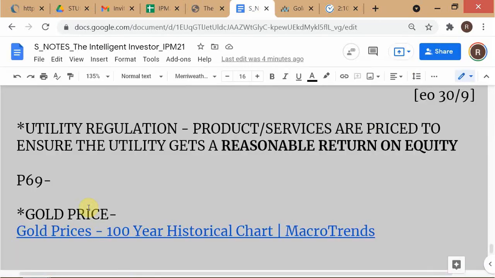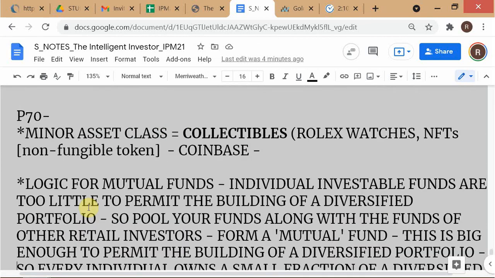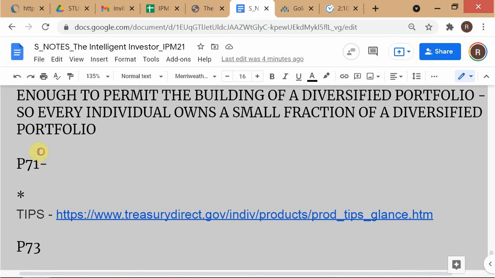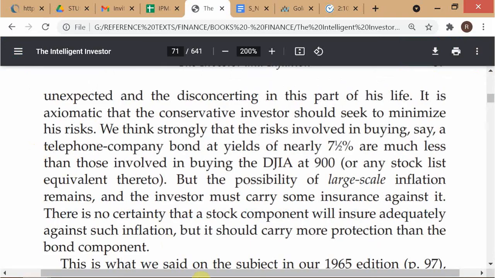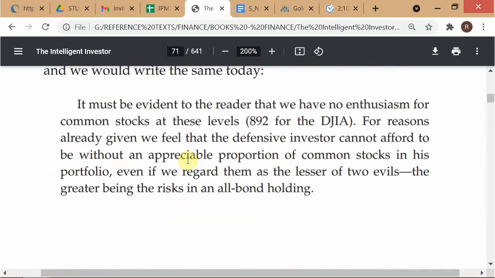So that's another point. We just mentioned utility regulations. I'm not mentioning this because it's a small point, but you should be aware that he's talking about this telephone company because it's a utility, right? So he's talking about again what he said in 1965. Yeah, you always have to have common stocks in your portfolio. That's what he's saying.